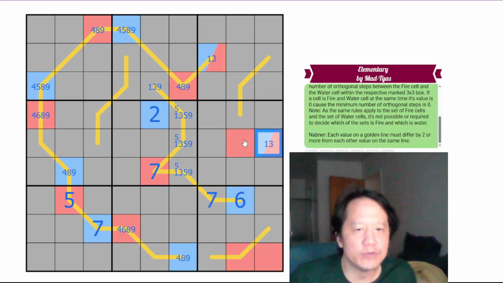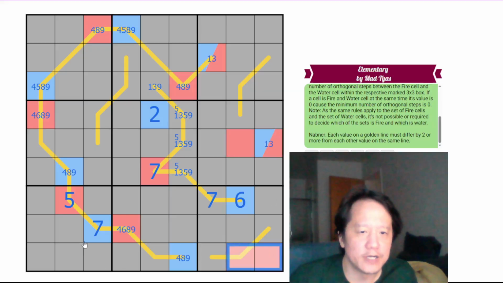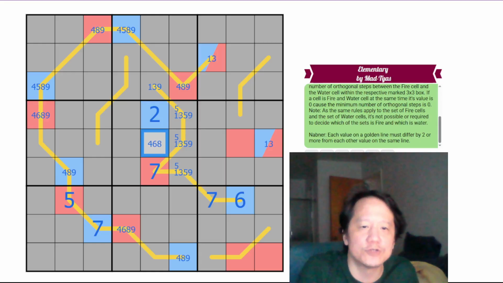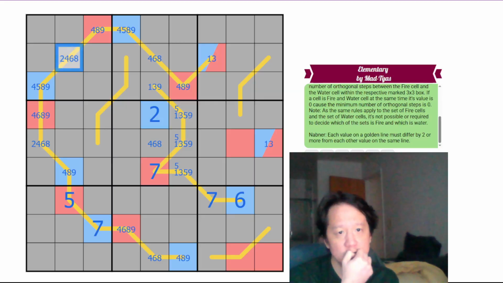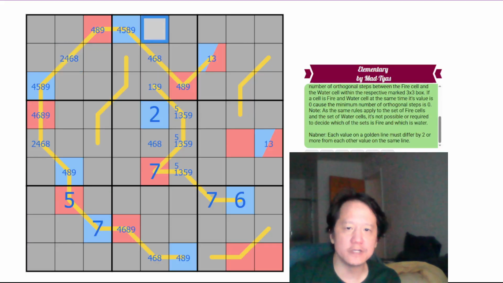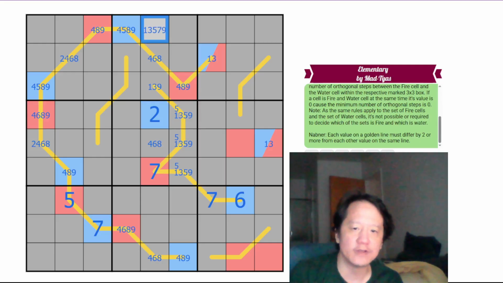So 2 in the red cells has to be one of these or one of these. We're not sure which. Okay, so these digits cannot be 1, 3, 5, or 9. So it's 4, 6, 8 here. This is 4, 6, 8 here. We have 4, 6, 8 here. This is 2, 4, 6, 8. We have 2, 4, 6, 8 here. That leaves the remaining digits in column 5 as 1, 3, 5, 9.